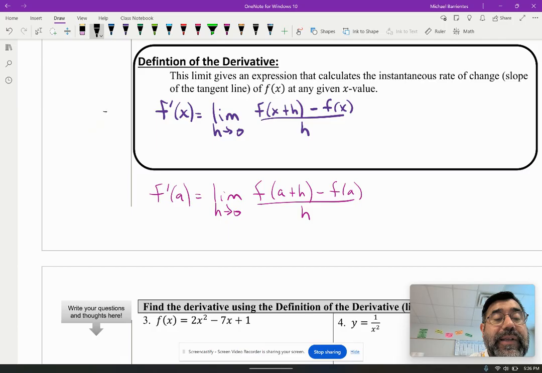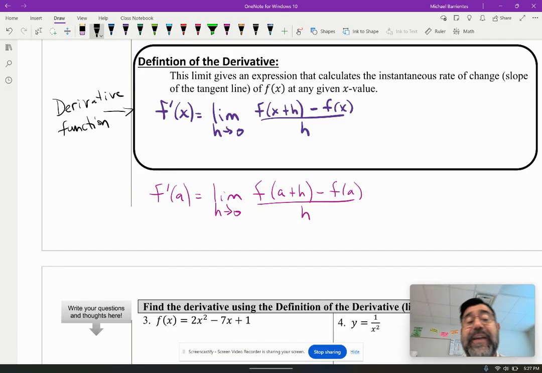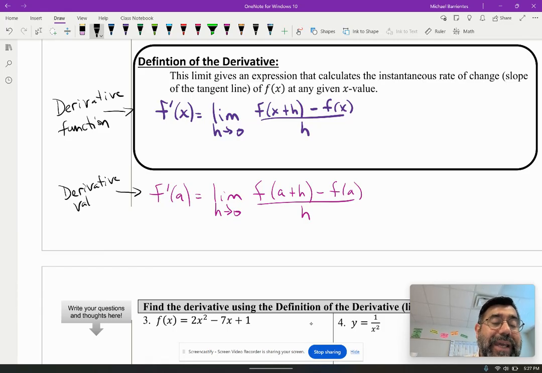So let me label here and say this finds the derivative function, a formula that'll find the slope of the tangent line for any x value. This is the derivative value. It only finds the slope of the tangent line at that particular x coordinate that we call a. So it's the derivative value at x equals a.